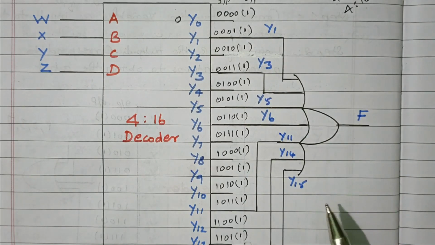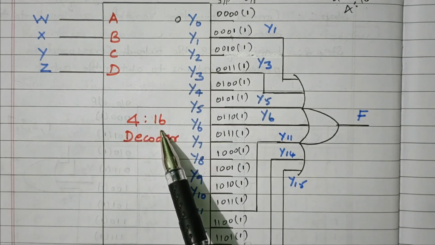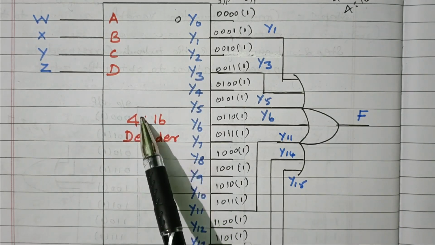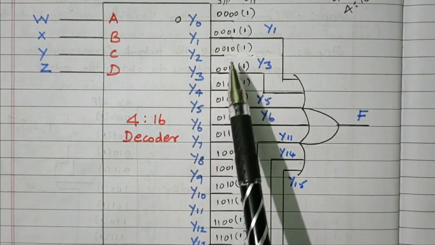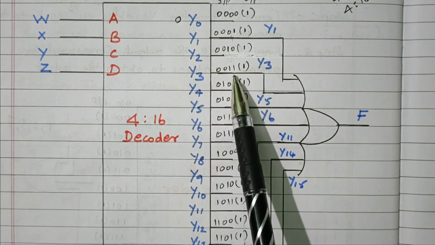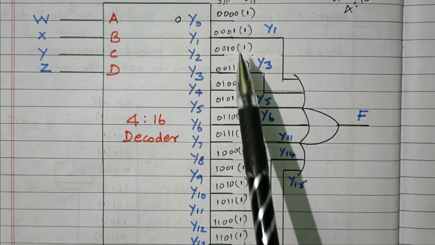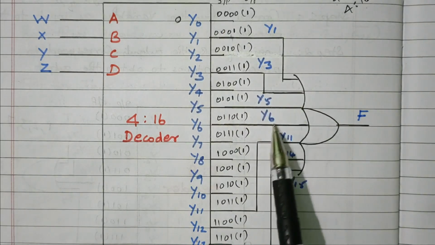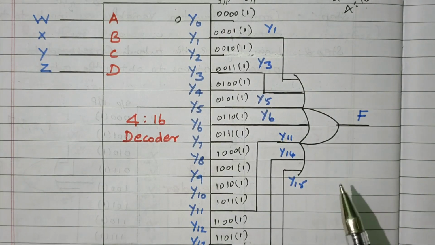So in this video we discussed how to implement the given Boolean function using a decoder. We used the 4 input, 16 output decoder. Based on the 4 input values, like 0, 0, 0, 0 or 0, 0, 0, 1, we get 16 combinations of output. In that, the required terms are connected using an OR gate and we get the final Boolean function.